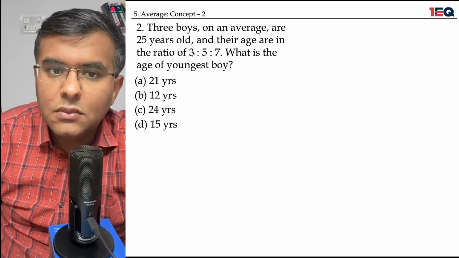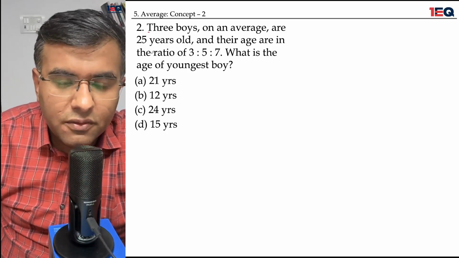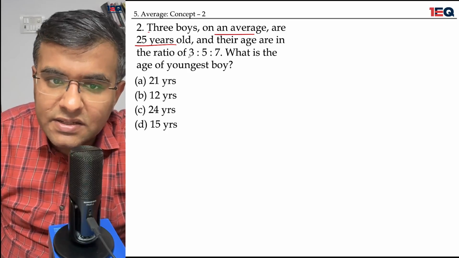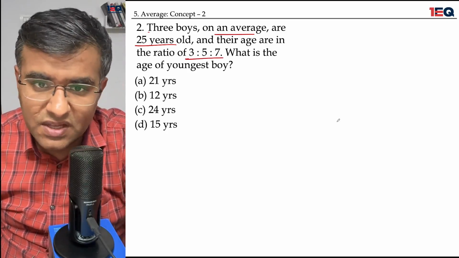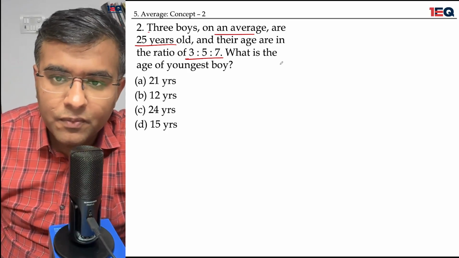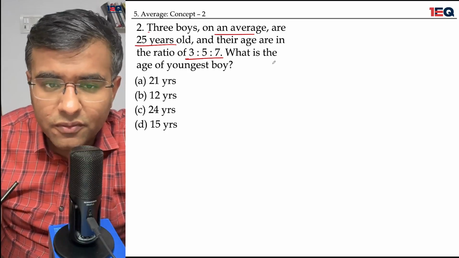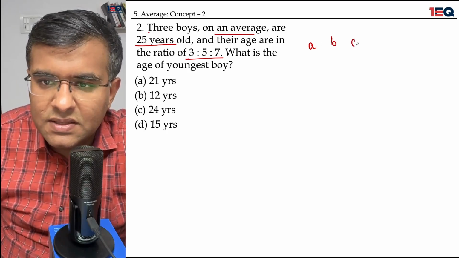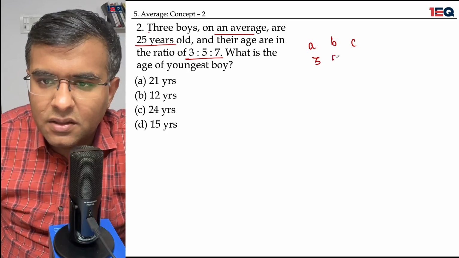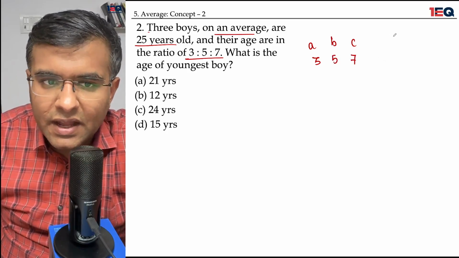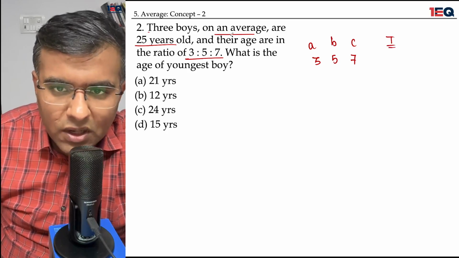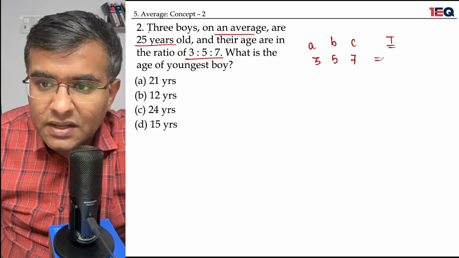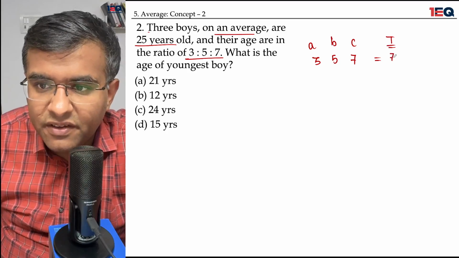Moving on. Three boys, sorry for the bad throat. Three boys on an average are 25 years old and their ages are in the ratio 3 is to 5 is to 7. What is the age of the youngest boy? There are two routes that can be followed for this question. If I assume that there are three boys A, B, and C, and their ages are in the ratio 3 is to 5 is to 7, and I have a total age available as well. The total age which is available to me is 25 years old, and that is for three boys. So I can say that the sum of the ages is nothing but 75.